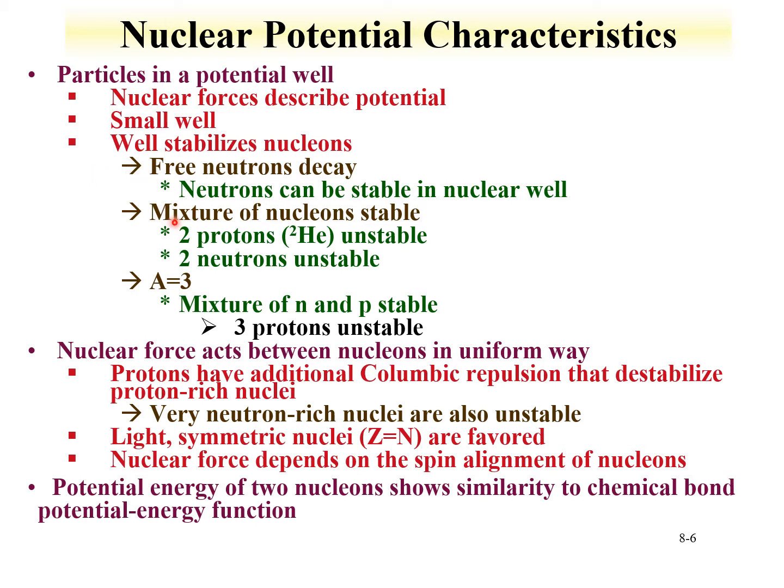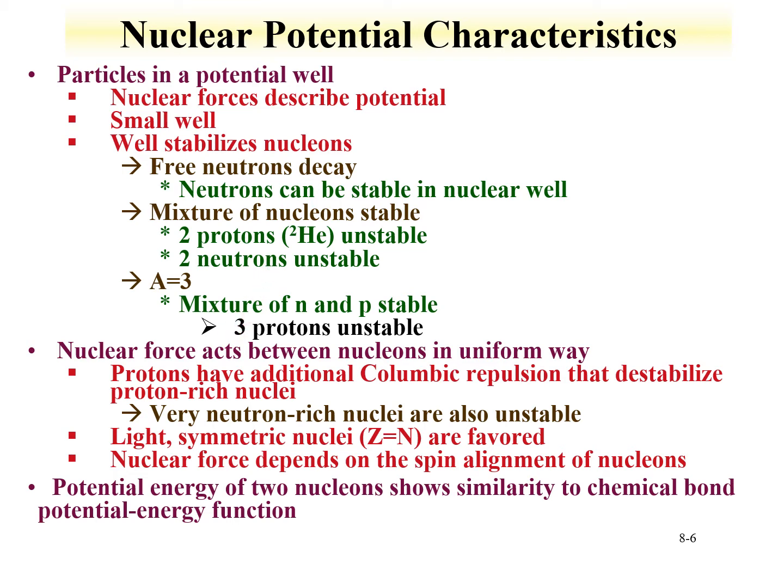Also, the way I mix nucleons can be stable. For instance, if I have 2 protons, that's helium-2, that's an unstable nucleus. 2 neutrons is unstable. But if I have a proton and a neutron together, that's deuterium, that's a stable nucleus. And I can also imagine that with A of 3, I can get mixtures of protons and neutrons that are stable. However, 3 protons would be unstable.